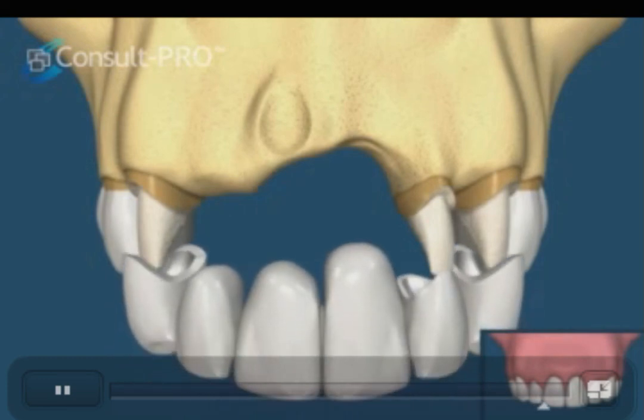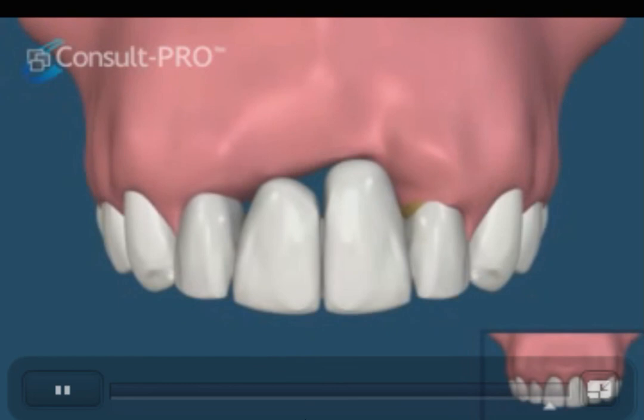Comparing the two options, we can see that the implant replacement of a tooth is less traumatic and less expensive in the long term.